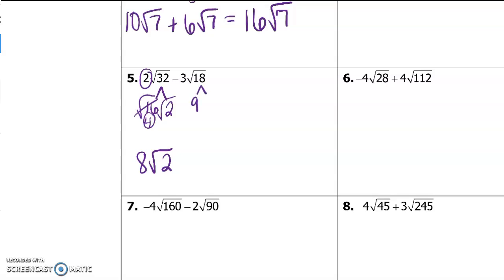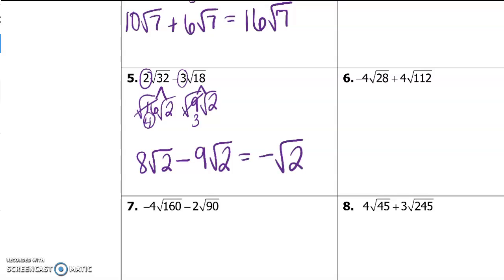18. 9 times 2 is 18. 9 is our perfect square. Square root, square root. The square root of 9 is 3, and we also have this 3 right here. So 3 times 3 gives me 9. So bring down the minus sign, 9 square root of 2. So then we can just do 8 minus 9 is negative 1 square root of 2. So you don't need the 1, you just need the negative sign, square root of 2.